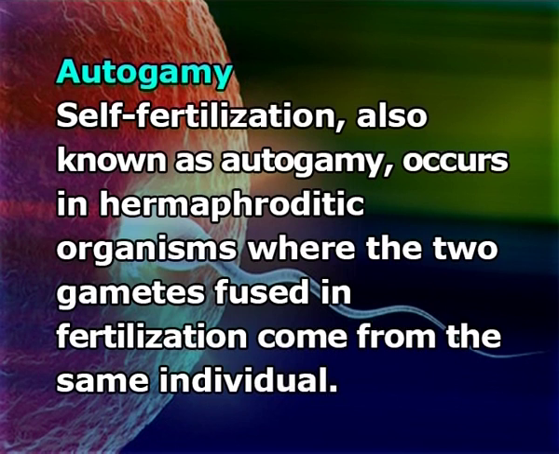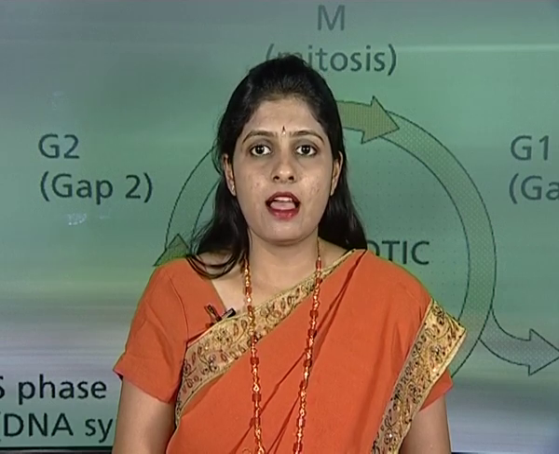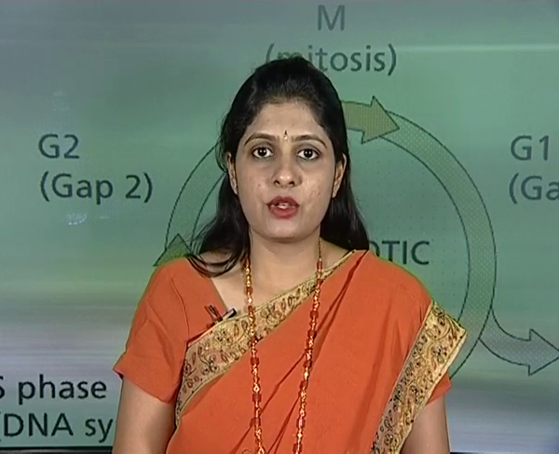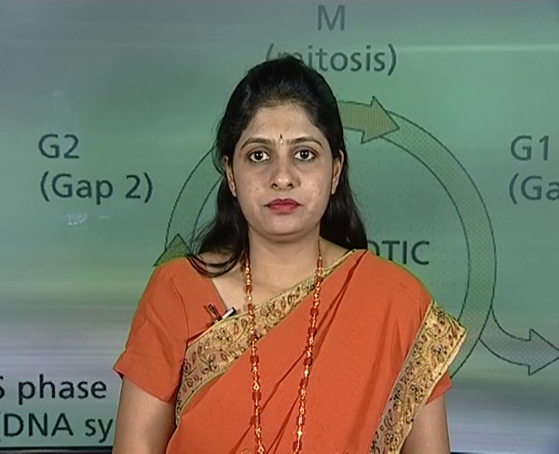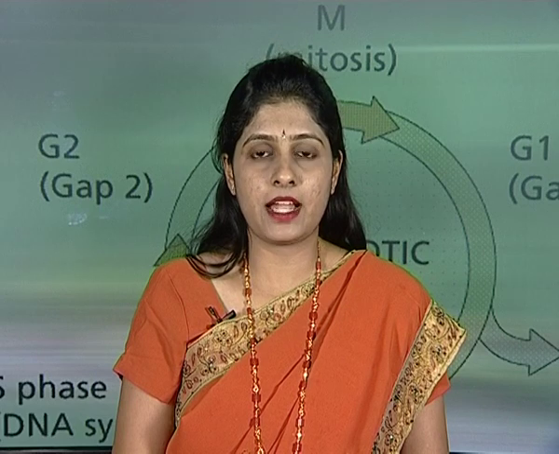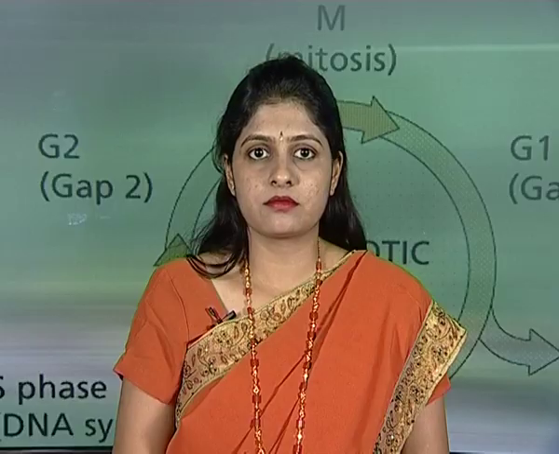Autogamy. Self-fertilization, also known as autogamy, occurs in hermaphroditic organisms where the two gametes fused in fertilization come from the same individual. The term autogamy is also used for pollination and describes self-pollination within the same flower, distinguished from geitonogamy, the transfer of pollen to a different flower on the same flowering plant or within a single monoecious gymnosperm plant.